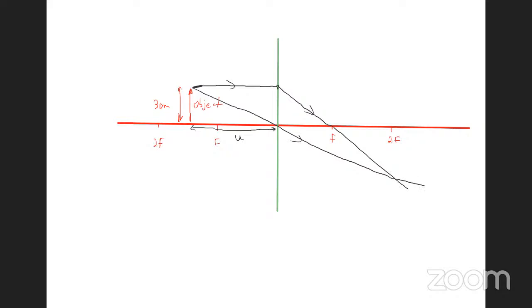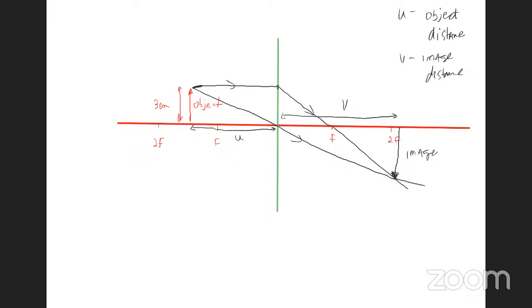My diagram is not to scale, so they should meet somewhere, and then we can figure out the image. That there is the image. The distance from the lens, or the optical center, to the image is the image distance. So u is your object distance, and v is your image distance. Are you okay with that?